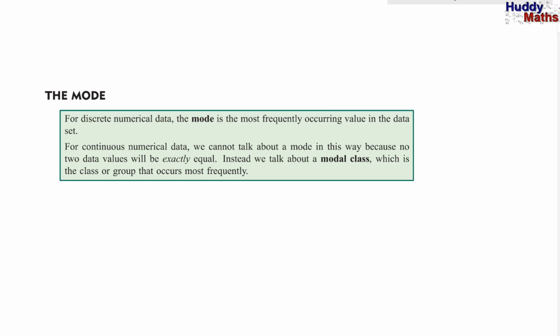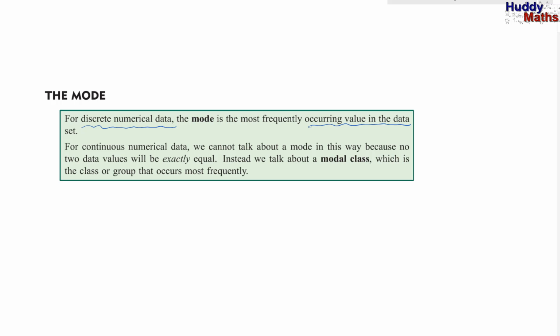Okay, for discrete numerical data. This comes from Hayes and Harris publications, and it'd be good if you could get that book and have a look. The mode is the most frequently occurring value in the data set. So when you put it in a frequency table, for example, that's the score that's come up most often. We'll have a look at that.